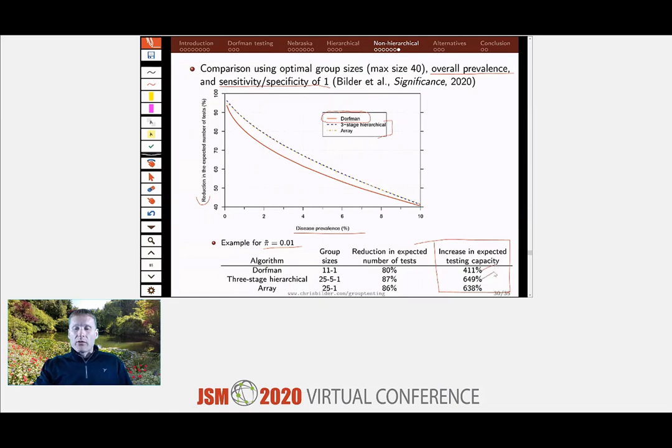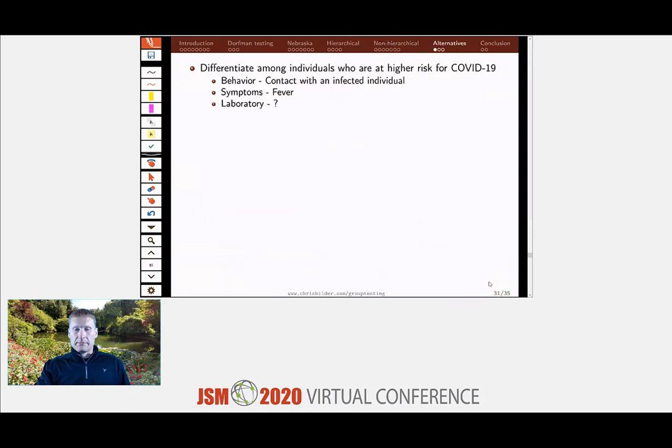But if we were to implement three-stage hierarchical or rate testing, we can actually increase our testing capacity by more than 600%. This is why testing labs like to use group testing. So let's talk about some alternatives.